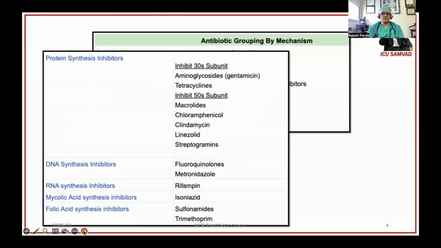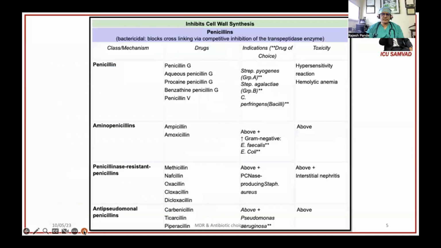Whereas we have another large group which work by protein synthesis inhibition, where they may be targeting the 30S ribosomal subunit, like the aminoglycosides or tetracyclines, or the 50S subunit of the ribosome, like macrolides, clindamycin, chloramphenicol, linezolid, etc. There are drugs like fluoroquinolones and metronidazole which inhibit the synthesis of DNA. Rifampicin, an anti-tubercular drug, is an RNA synthesis inhibitor. Isoniazid, another anti-tubercular drug, is a mycolic acid synthesis inhibitor. Sulfonamides and trimethoprim inhibit folic acid synthesis.